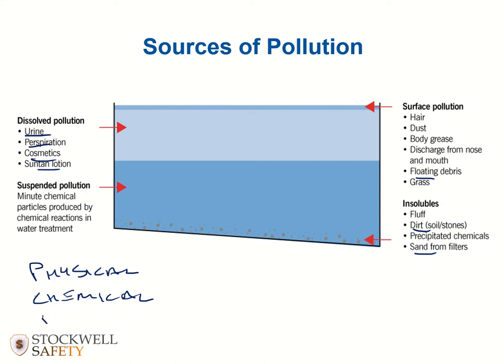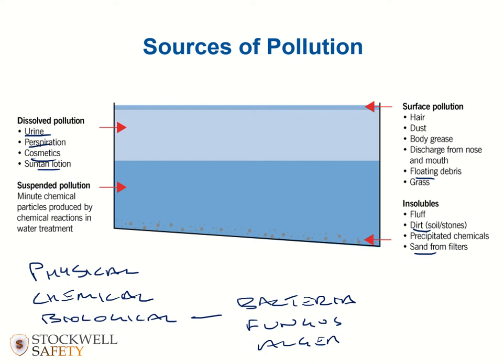And then there's biological pollution, which is basically anything that's alive. So a big category here is bacteria, but other stuff such as different types of fungus and algae would all be examples of biological pollution.